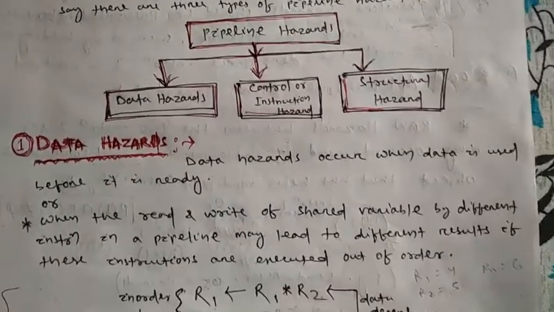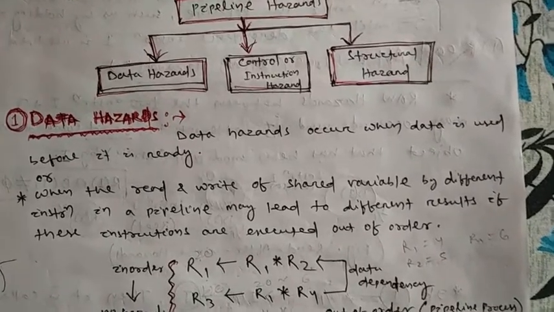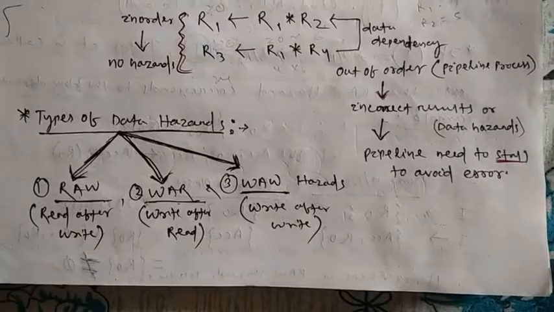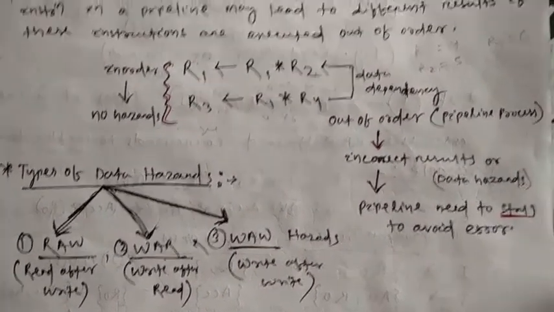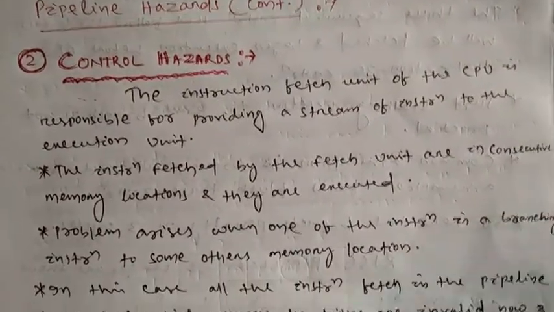What do you mean by data hazards? Data hazards occur due to data dependency, and there are three types of data hazards: RAW, WAR, and WAW hazards. Okay, so let's come to the control hazards. What do you mean by control hazards?